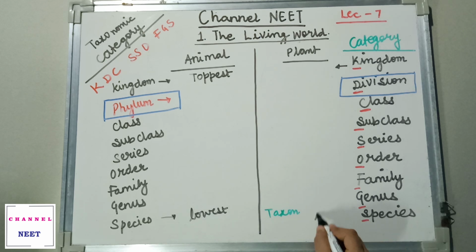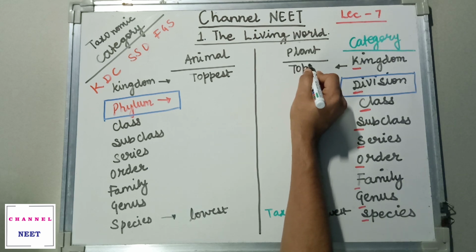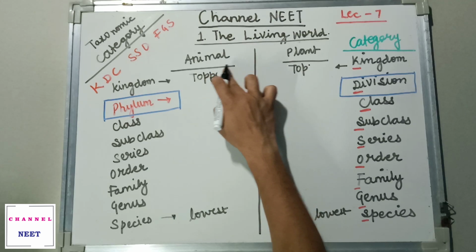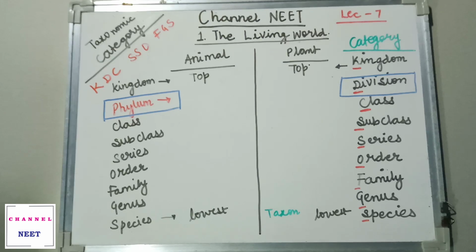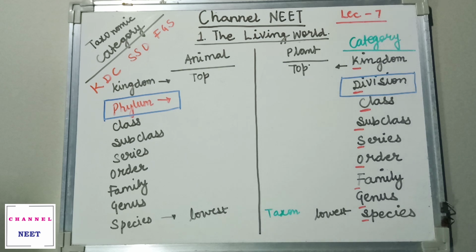Okay, same here, the species is lowest and kingdom is at the top. Species is the lowest in the taxonomic categories, and kingdom is at the highest position in the taxonomic categories. Now you understand this is the lowest or the smallest structure.